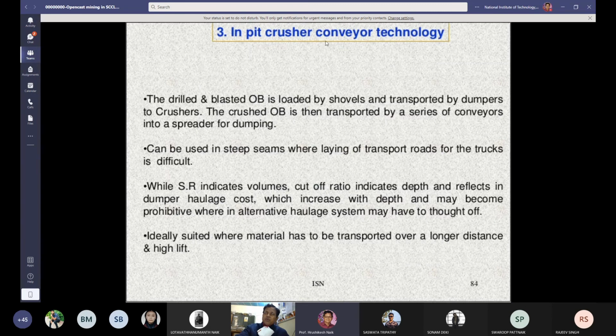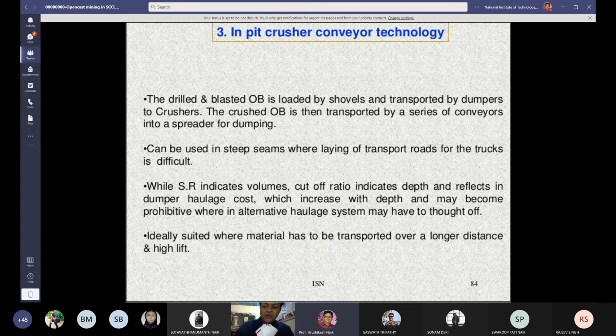So what is in-pit crosser conveyor technology? In-pit crossing and conveying technology. In the next class we will go into it, because time is not there, so we'll discuss this in-pit crossing and conveying system in the next class.